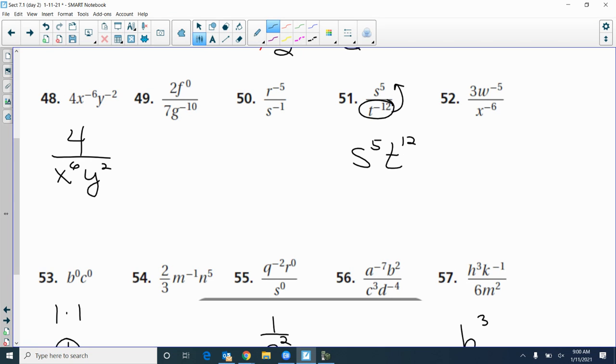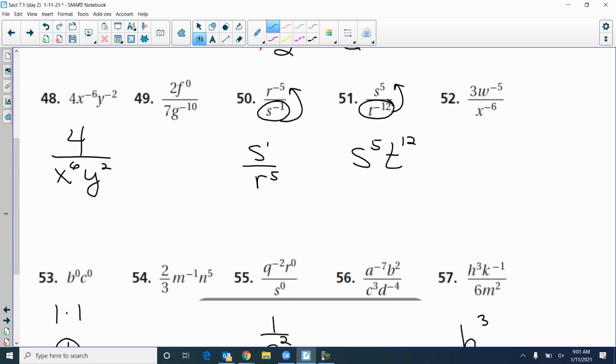All right, look at 50. Josh, what do you think for 50? 1 over R to the 5th, and then multiply by S to the first. Okay, S, that's to the negative first, right? Yeah. It's got to go up. Oh, yeah, I forgot about that. S to the first over R to the 5th. So you don't need to write the 1.